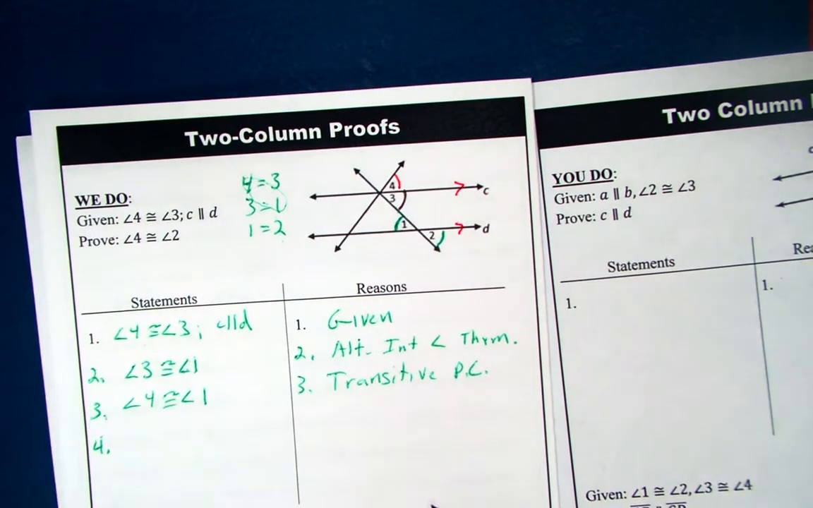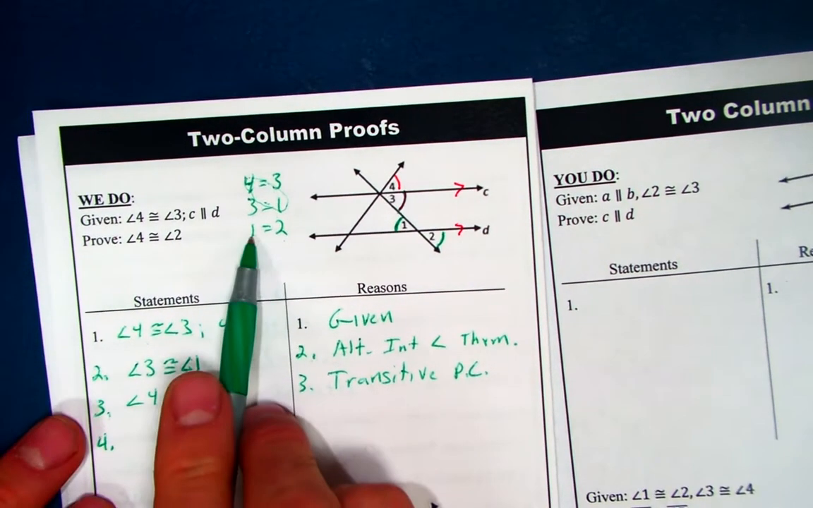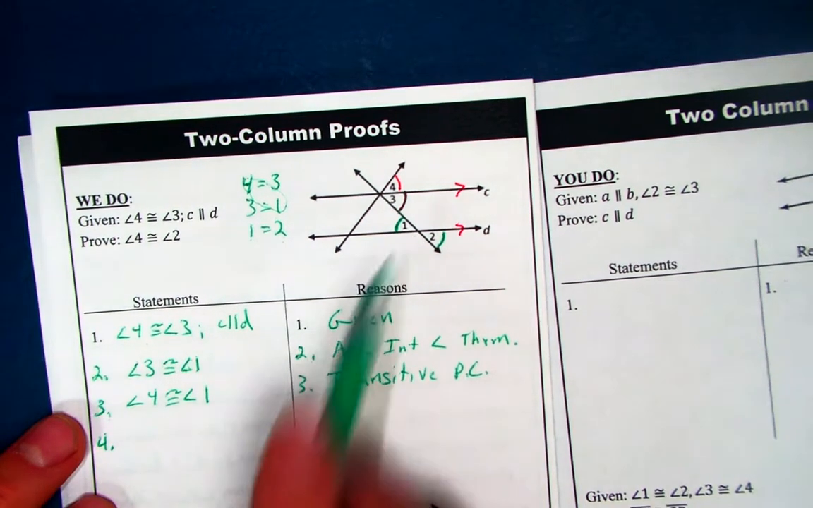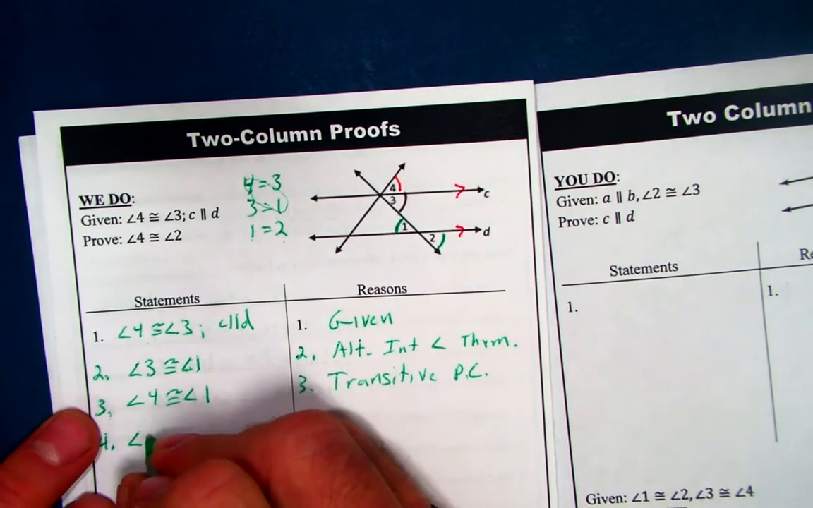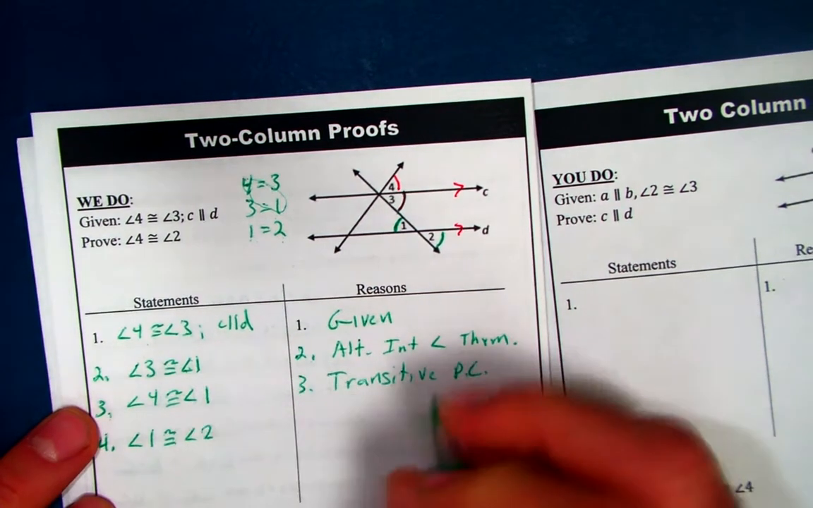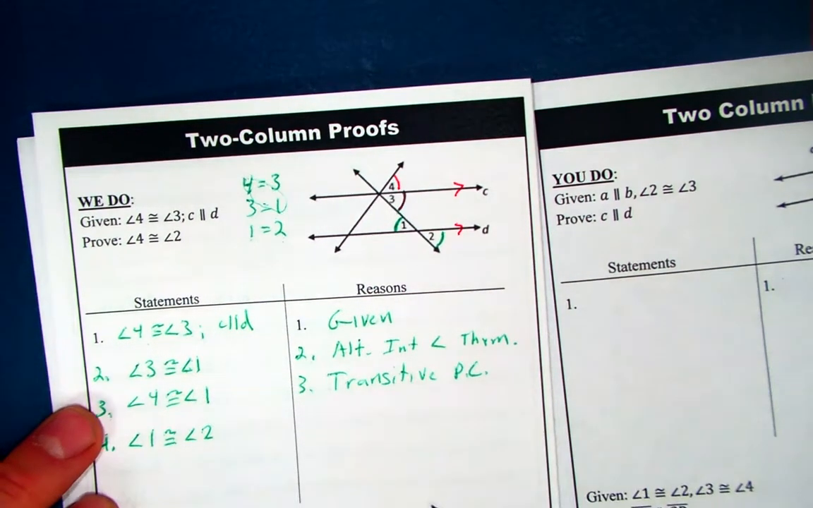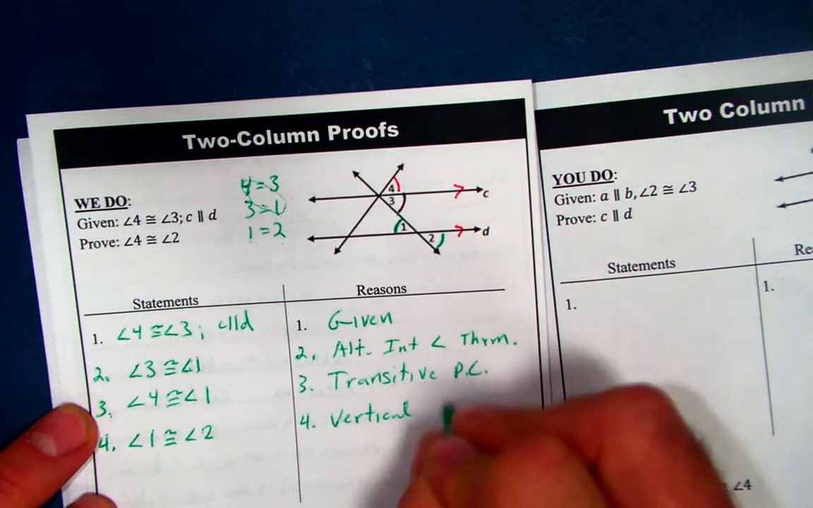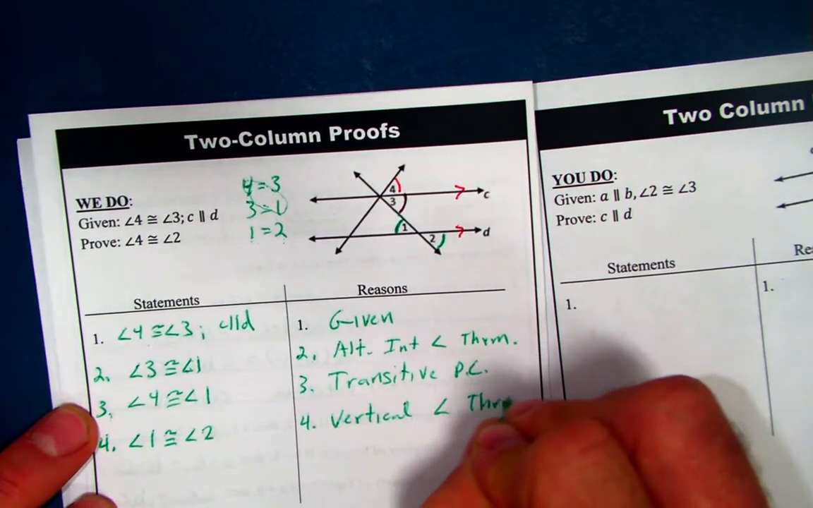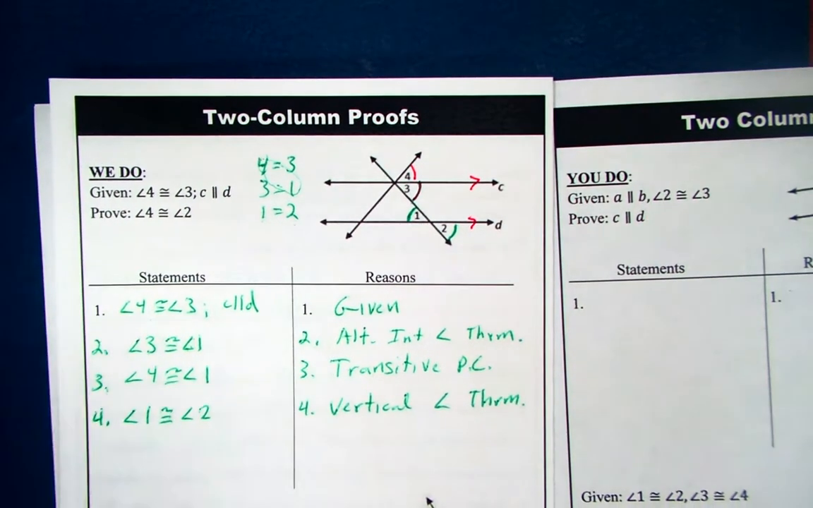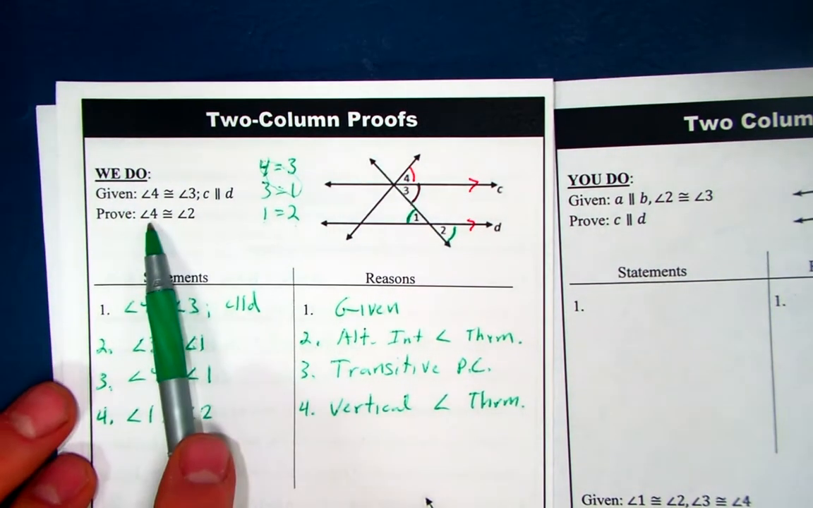What else do we know to be true? Well, 1 and 2 is part of our problem here. We need to show that 1 and 2 are the same measure. Okay, so angle 1 is congruent to angle 2, and that's because of the vertical angle theorem. Okay, and as you're doing this, and you should already have a plan, just keep in mind that we're trying to get to 4 and 2 are the same.